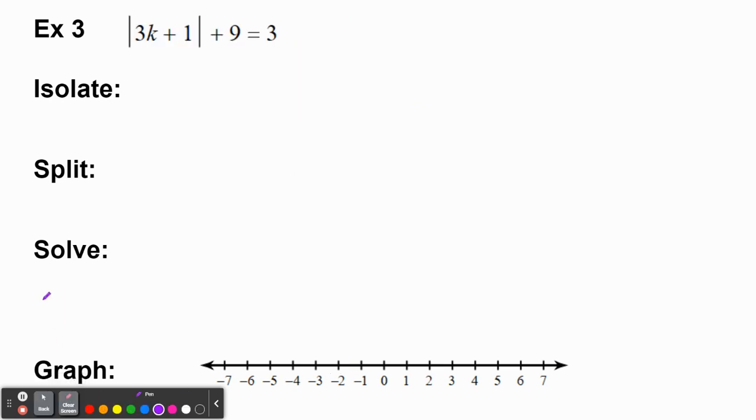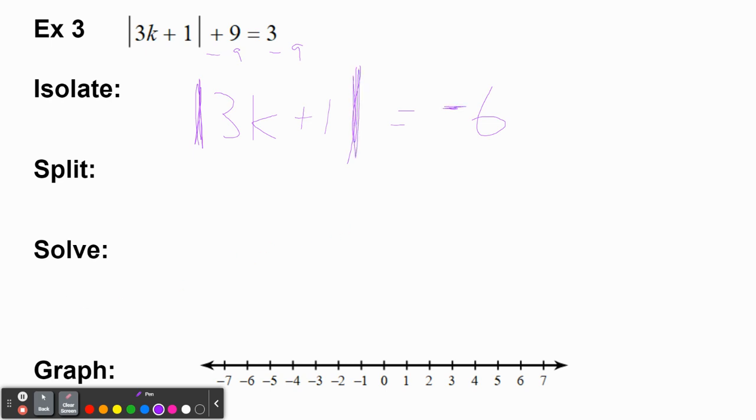Example 3. The absolute value of 3k plus 1, plus 9 equals 3. The first thing I need to do is isolate. Once I've isolated, I'm going to subtract 9 from both sides, and I get the absolute value of 3k plus 1 equals negative 6. Be careful with your absolute value. Make sure it's more extended or different than a 1. You don't want to think it's 3k plus 11.